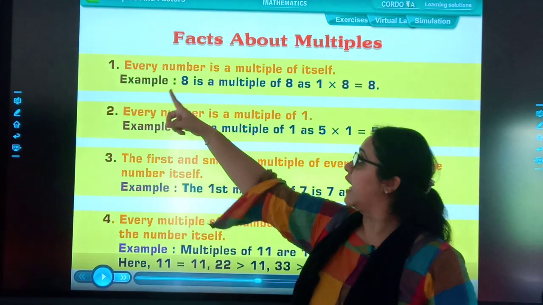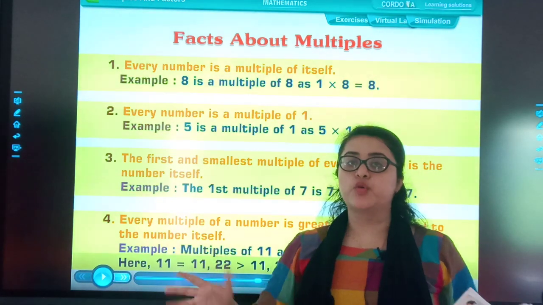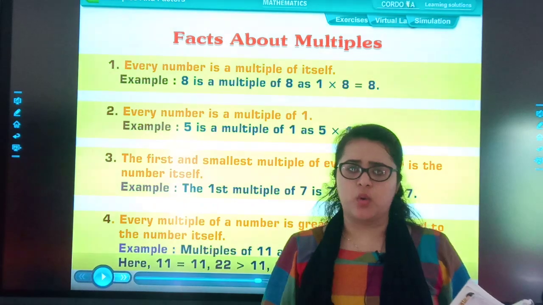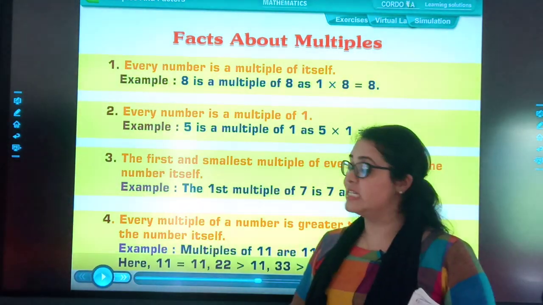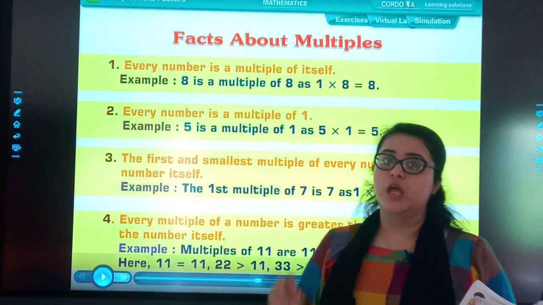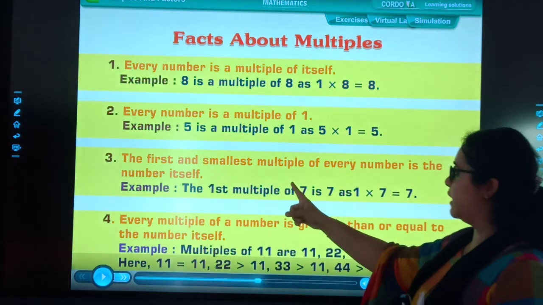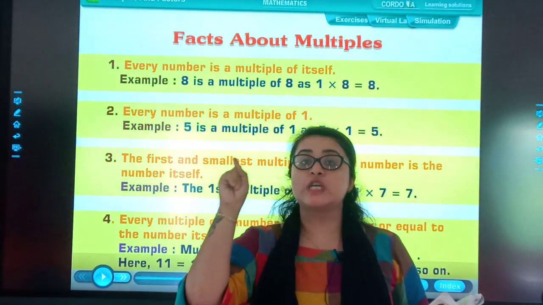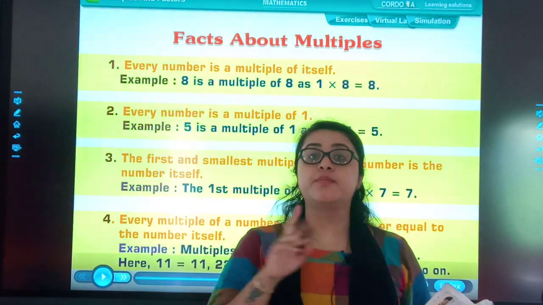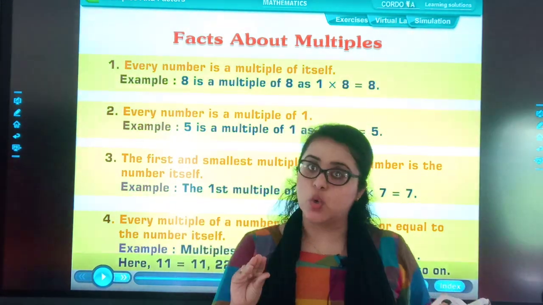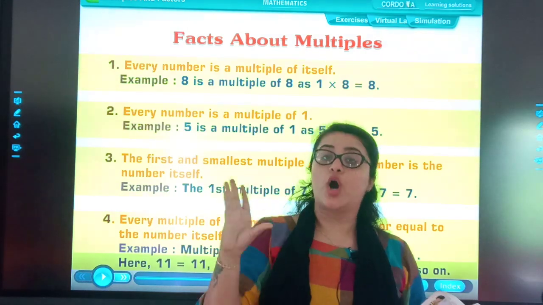The first fact is, every number is a multiple of itself. Jo bhi number hoga, for example, I am asking you multiple of 2 or multiple of 8, तो वो नंबर तो होगा ही होगा, ओके? Like 2 ones are 2, 3 ones are 3, 8 ones are 8. The second is, every number is a multiple of 1. हर एक नंबर किसका मल्टीपल होगा? 1 का. The first and the smallest multiple of every number is the number itself. हमेशा पहला और सबसे छोटा मल्टीपल खुद ही होगा. For example, if I say multiple of 2, तो 2 खुद ही पहला हो जाएगा, वो सबसे छोटा होगा. For example, if I say multiple of 7, तो 7 खुद ही पहला multiple बनेगा और वो छोटा होगा.